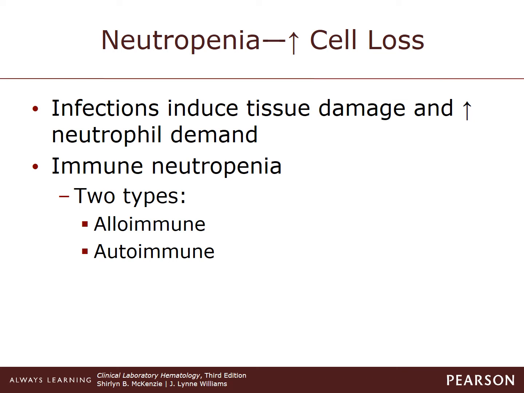This falls into categories of alloimmune, where maternal antibodies are directed against paternal origin antigens in fetal neutrophils and then transferred across the placenta, or autoimmune neutropenia, which is either primary or secondary and can occur with other diseases, prominently in young children.